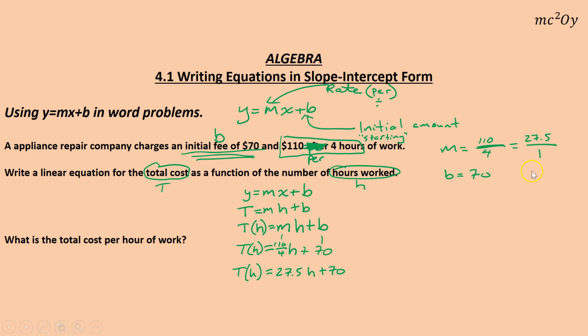And notice if I reduce this, it becomes 27.5 over 1. Well, remember what this means. This was dollars per hour. So this was $110 per 4 hours. Now this means $27.50 per 1 hour, which is good because that's actually our rate. That's how much we're getting charged an hour. So what is the total cost per hour? Well, it's $27.50 per hour.